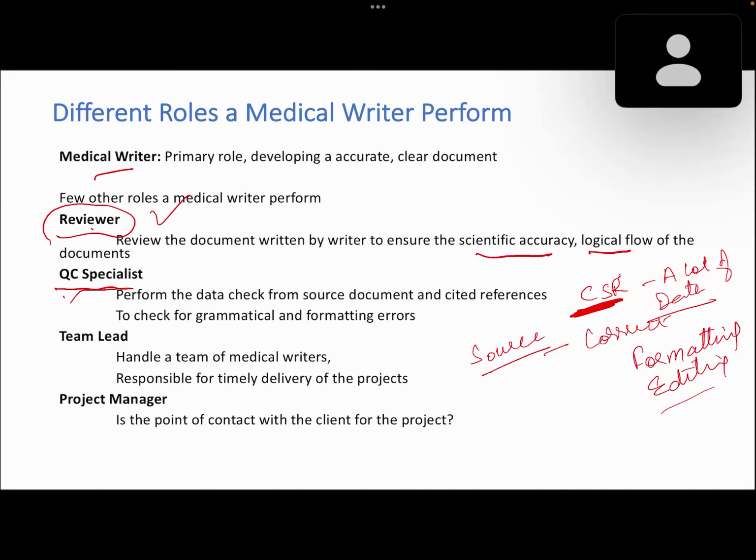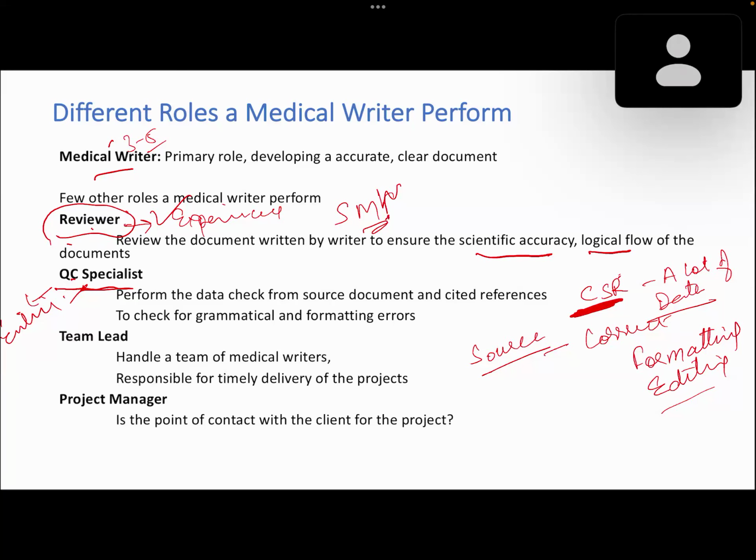Correct? So QC specialist is an entry level job. Reviewer is experienced. Once you have worked like 3 to 5 years as a medical writer, then only you can become a reviewer. Just know the difference between different job roles. Mostly what happens in medical writing is, when you enter, they hire you as an intern, then you become a QC specialist, then medical writer, then a reviewer. While you are a reviewer, you become senior medical writer. Your job role will be more like senior medical writer or a consultant.